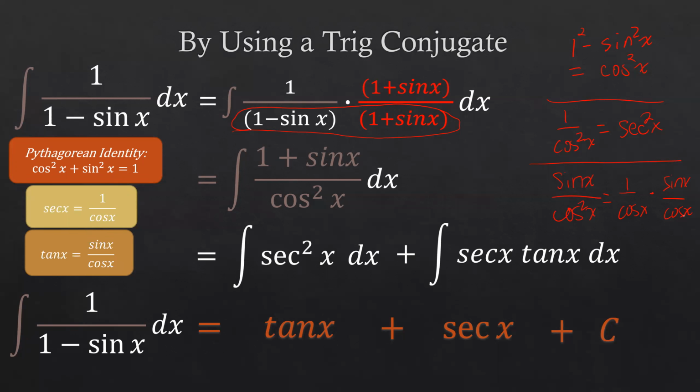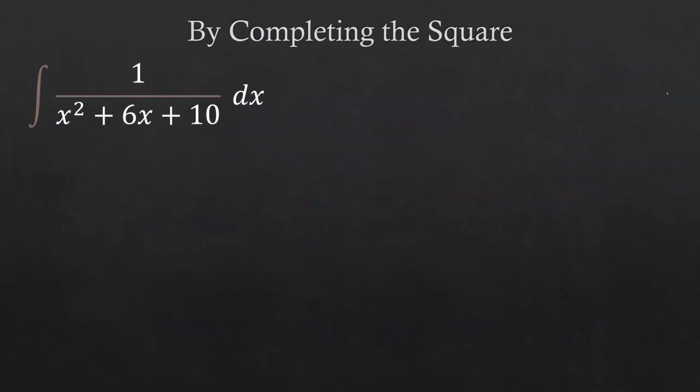Okay, so that's how trig conjugates come into play, so that you can apply the Pythagorean identity and then move forward with that, right? The next method is completing the square. Now, what's the idea here?